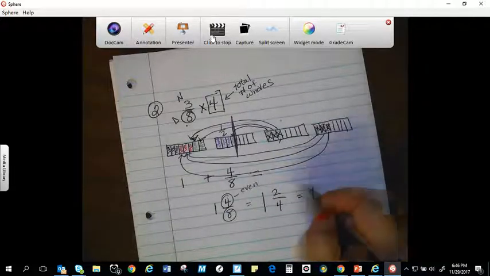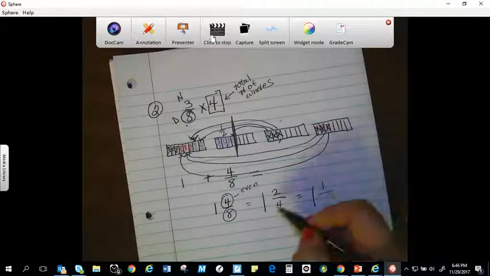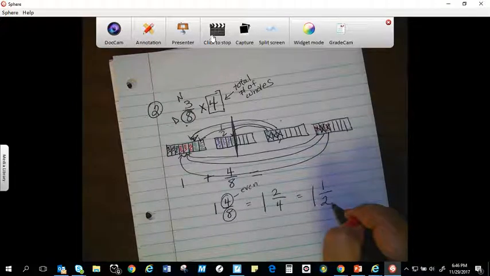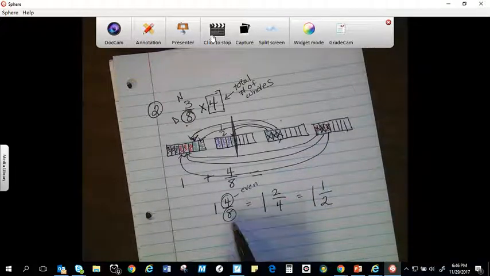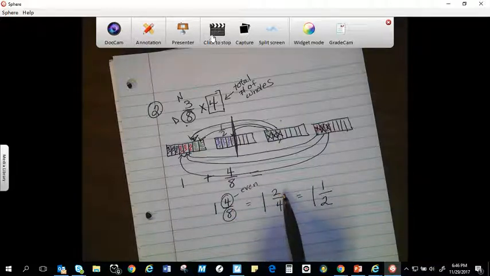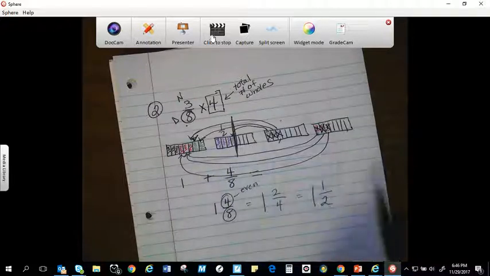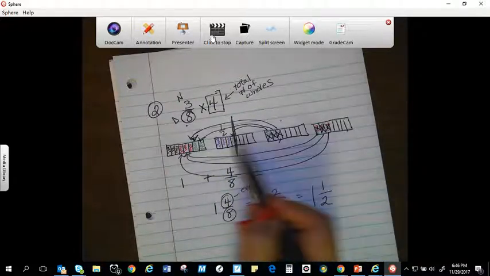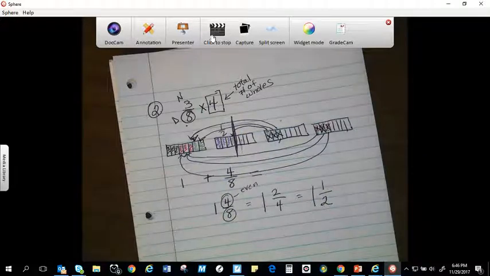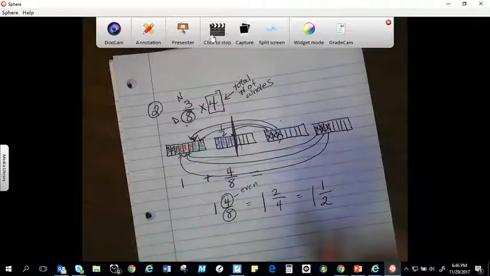That's right. Half of 2 is 1. Half of 4 is 2. So look at your equivalent fractions. You now know that 4/8 is equivalent to 2/4, because you have your 1 group, 2 groups, 3 groups, 4 groups, which is also equivalent to 1 1/2. All right, so that's your model.